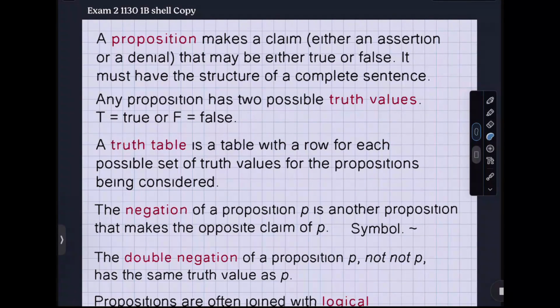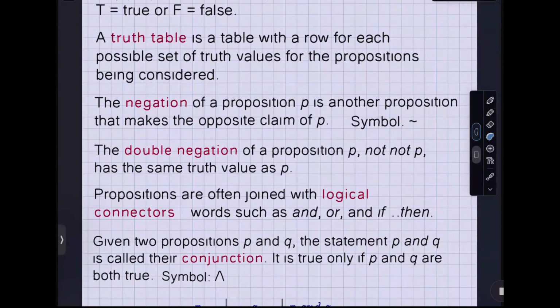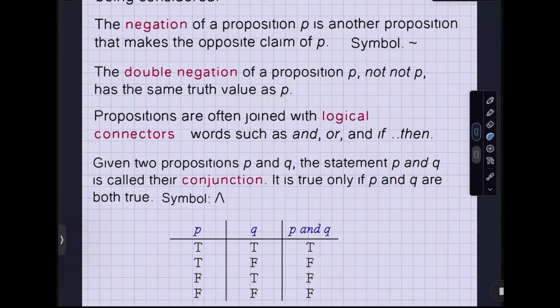So a proposition is either true or false. We're going to use the truth table to set out all those propositions or possibilities of propositions. Negation is just negating. So if something is true, if you negate a true, it is false. If you negate a false, it is true. Double negation means if you double negate a true, it's true. If you double negate a false, it's false. Okay?